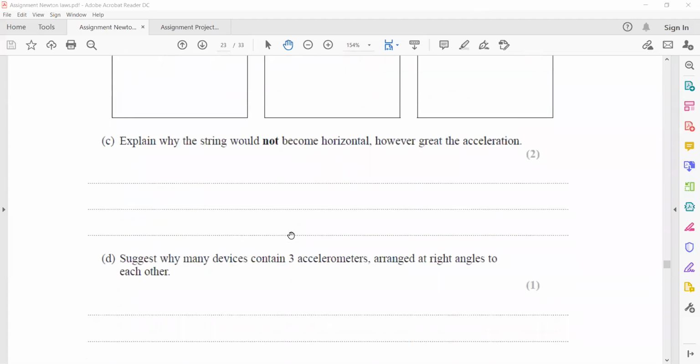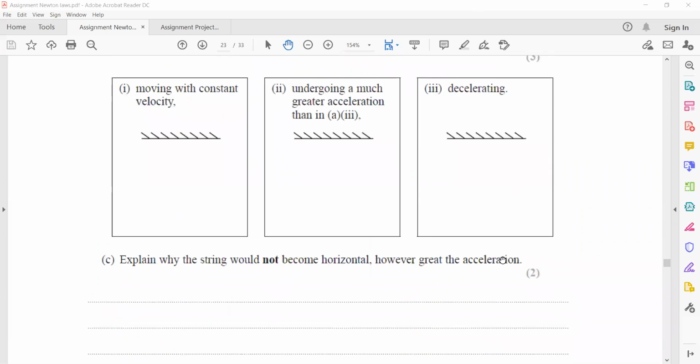Suggest why many devices contain three accelerometers at right angles. Why three accelerometers? Because they can determine the acceleration in three dimensions. An object can accelerate in the x-axis, in the y-axis, or in the z-axis. So why do they have accelerometers at right angles? To determine the acceleration in all the planes.